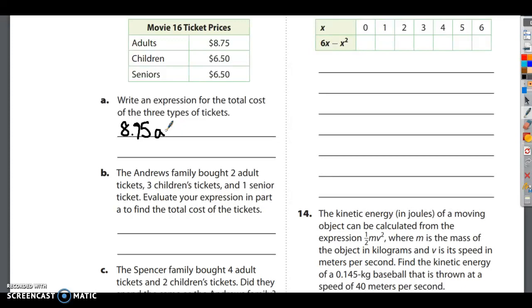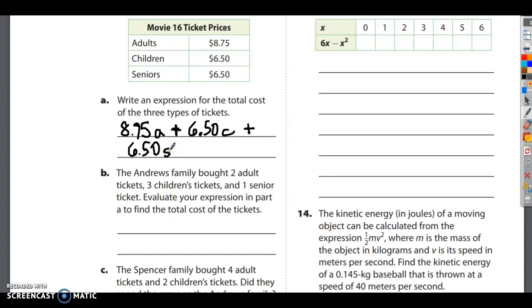And then of course that's going to be added to the children who go. Well, the children's tickets cost $6.50. And how many children are going? We don't know, so we put C. And if you're like, where are you getting the C and the A? What was in the directions? The directions say that A will represent the number of adult tickets, C the number of children's tickets, and then we've got to do the senior tickets as well. The senior tickets cost $6.50, and that's going to be times S, the number of senior tickets.